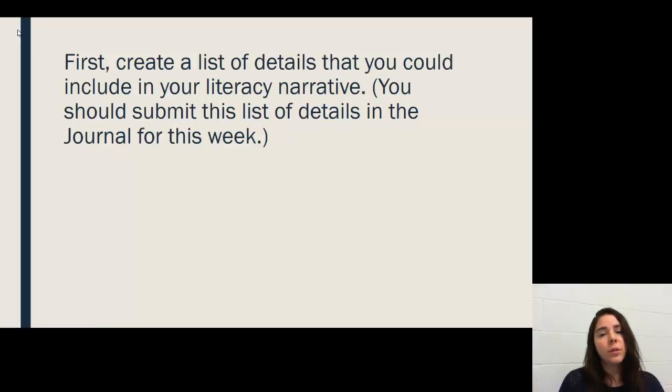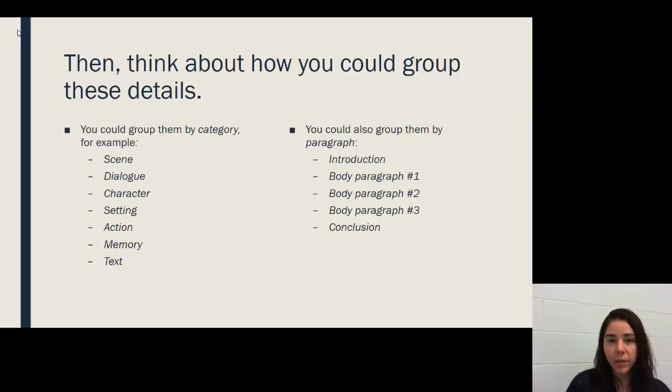So what you're going to do is create a list of details that you could include in your literacy narrative, and you'll do that in your journal assignment, so make sure you complete the journal assignment first. Once you've completed that, you should have a list of details that you might use.